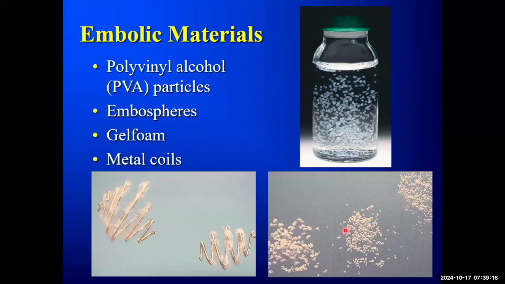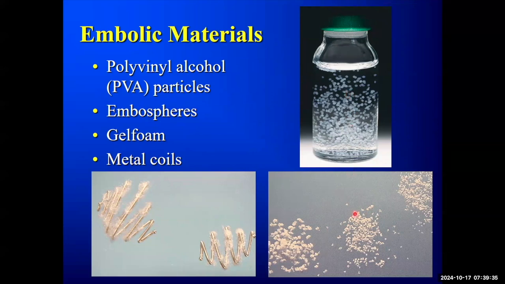All right. Sorry. Go back. I think we're back. Sorry about that. So embospheres is a trade name. These are spherical particles that are made of a plastic, kind of like contact lenses. And these are nice because they're much more uniform.